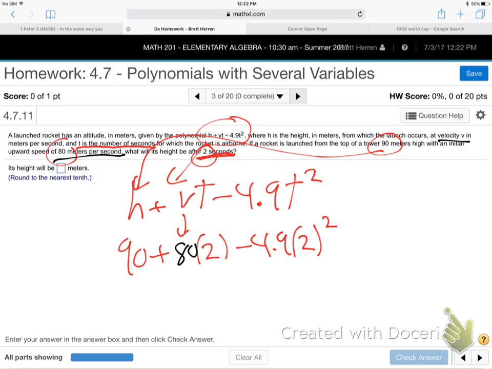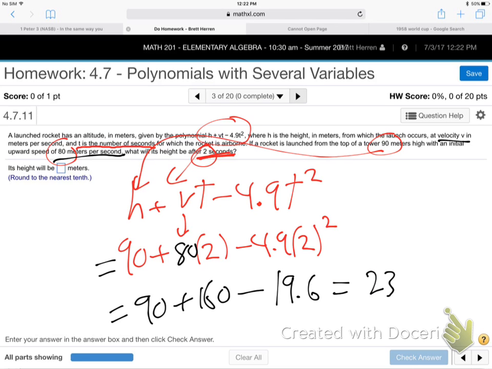That's your 80. Just plug in the numbers, hit the buttons on your calculator. That's all this is. We don't need to read all those words. So 90 plus 160 minus something I don't know. 19.6 maybe? 230.4, I think. Is that right? That came out right? Good. Okay. There it is. Is that okay?